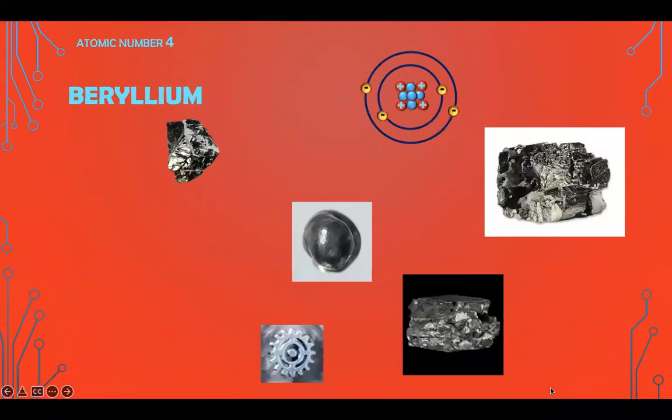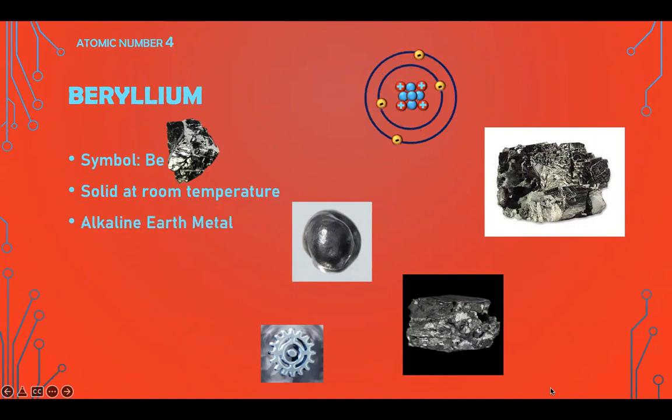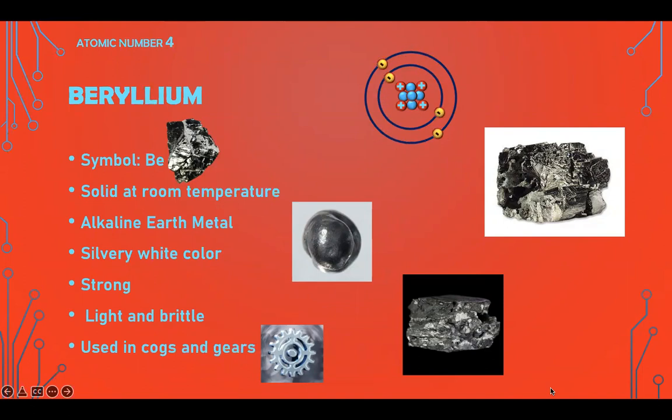Regardless, we come to beryllium with the atomic number 4. Beryllium's symbol is Be. It is a solid at room temperature, and it is an alkaline earth metal, which means it belongs to group 2 in the periodic table. Noble gases belong to group 18. Alkali metals belong to group 1 and alkaline earth metals belong to group 2 in the periodic table. Beryllium has a silvery white color, just like lithium and most of the other elements. Beryllium is pretty strong. It is light and brittle, and it's used in cogs and gears to make planes.